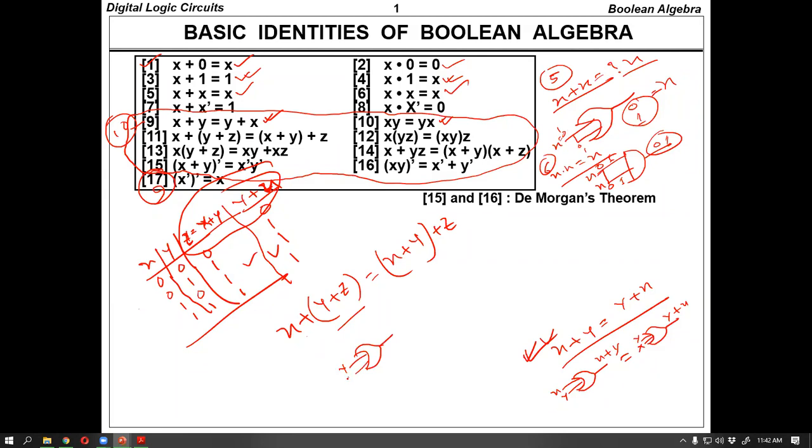y and this z. So y plus z. And this another, this is the x. Now our this line is x. So x plus y plus z. Okay, so this is your circuit.